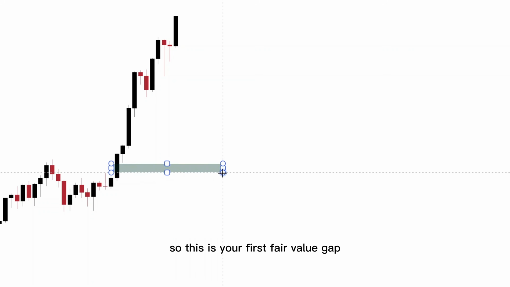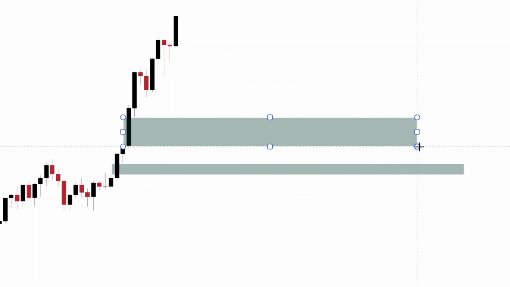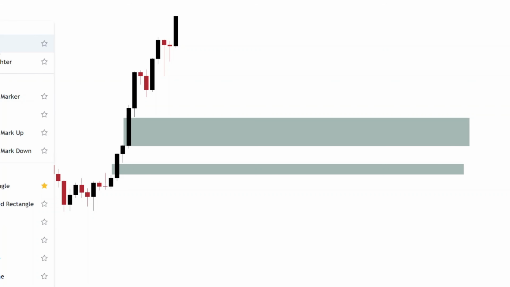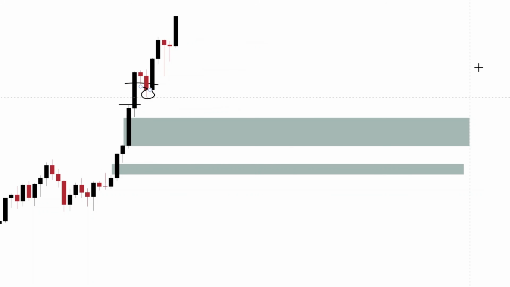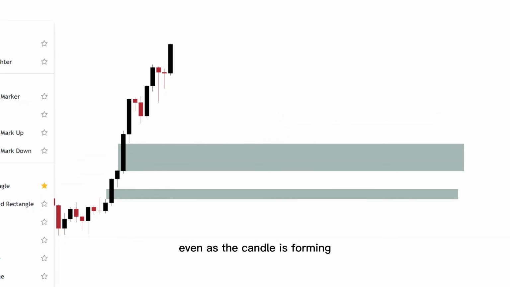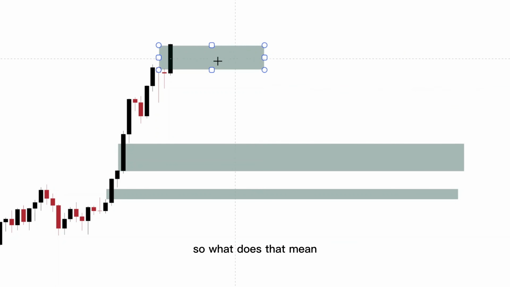So this is your first fair value gap. Now here you have another fair value gap. Where else do you see a fair value gap? Here this was a fair value gap, but it's already been claimed. Here you had a fair value gap that's been claimed. Even as the candle is forming, you can see a wick and then the candle closed right here. So what does that mean? That means this is a fair value gap.